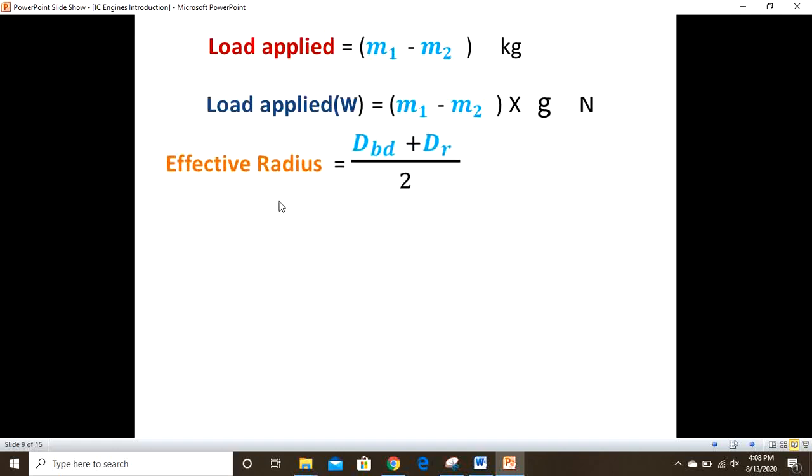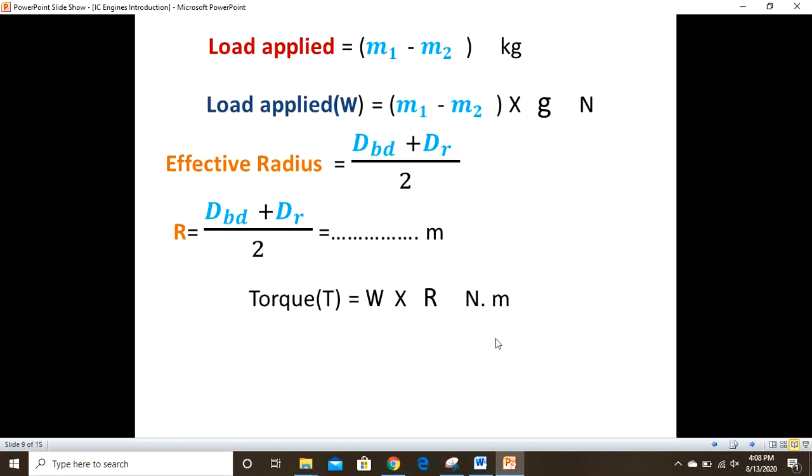Therefore, the effective radius is equal to the radius of the brake drum plus the radius of the rope. If the rope is not given, you need not consider the rope. Therefore, this will be your effective radius. Torque is equal to W into R. Therefore, brake power is equal to 2 pi N T divided by 60,000 kilowatts. You will measure it in kilowatts. I hope you are all on.